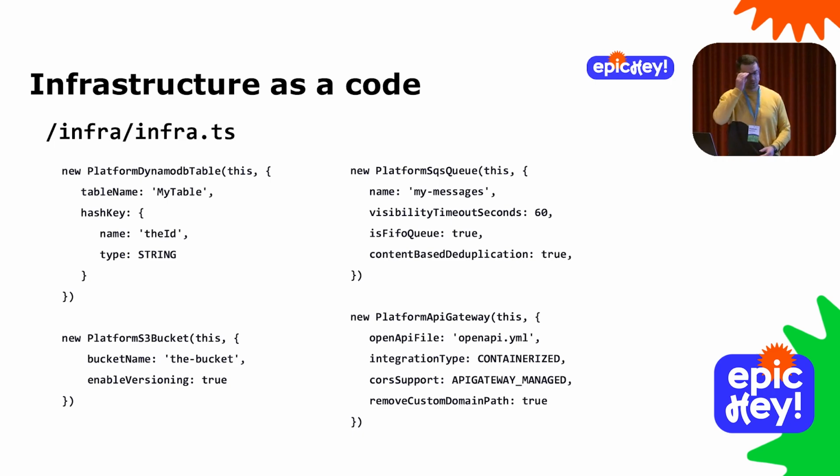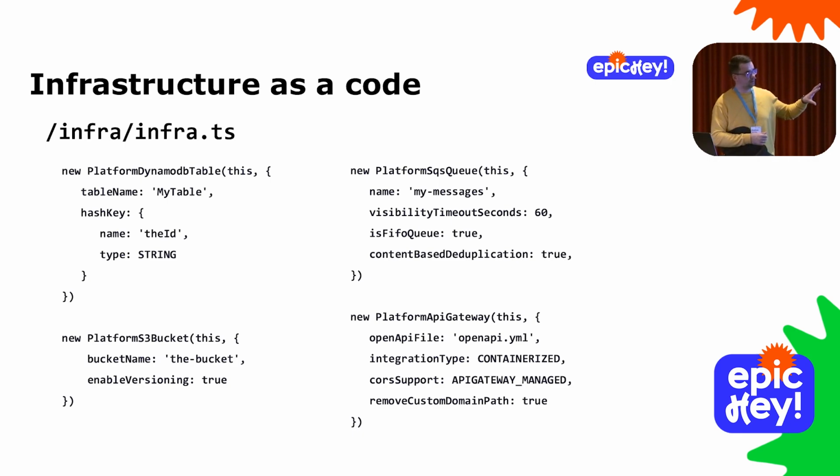Infrastructure as code. So let's talk about infrastructure as code, what mistakes we can make there. First of all, this is, again, from the same platform. This is an infrastructure as code sample. I'm just showing here how in that platform we can create a DynamoDB table, in this case SQS queue, API gateway, and S3 bucket.